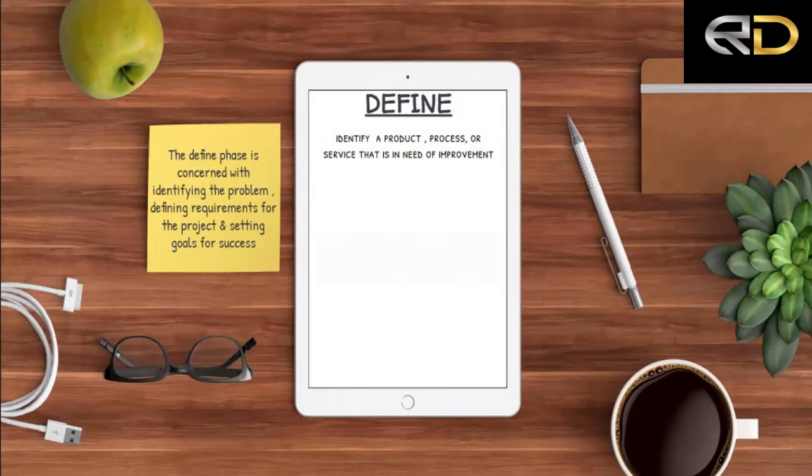Okay, that is the first thing. What exactly is it? Is it a product? Are you making shoes, and the customers are complaining that your shoes break down easily? Is it a process, or is it a service that is in need of improvement?